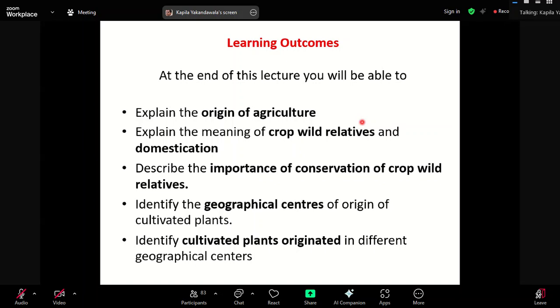First ILO: explain the origin of agriculture. Next, explain the meaning of crop wild relatives and domestication. Third, describe the importance of conservation of crop wild relatives. Next, identify the geographical centers of origin of cultivated plants. And finally, identify the cultivated plants originated in different geographical centers, that is, examples.